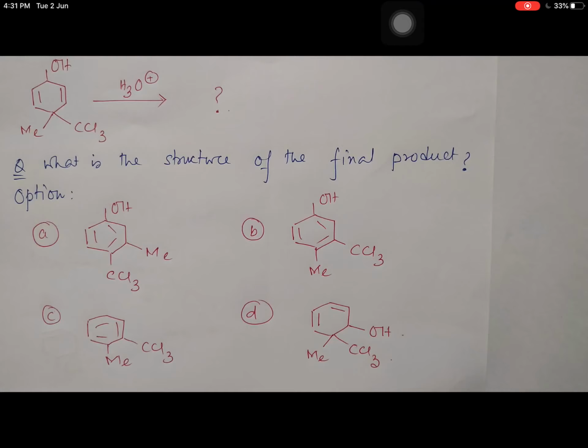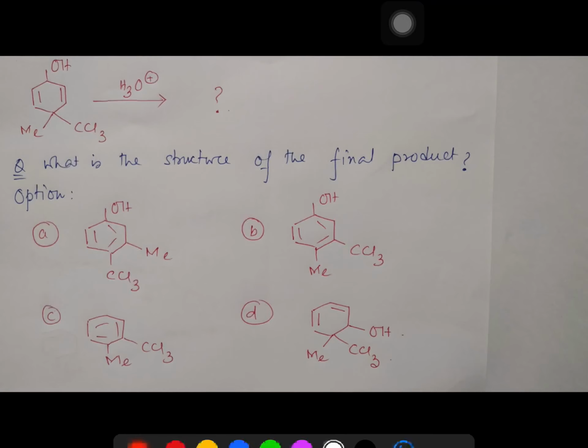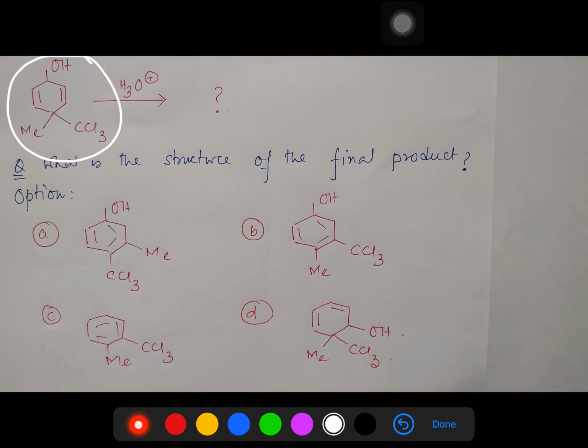As usual, you can see that one compound is given, this one, and it's reacted with H3O plus, meaning aqueous acid, and ultimately it results in a particular product, and you have to find out the structure of this final product. For your target, four options have been provided. Now your duty is to find out the right option.